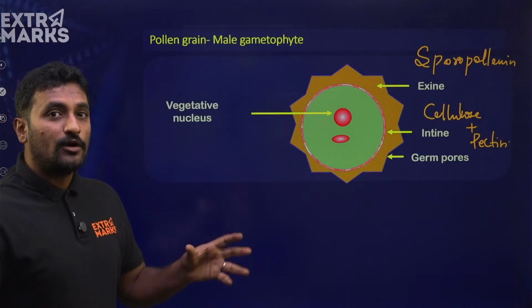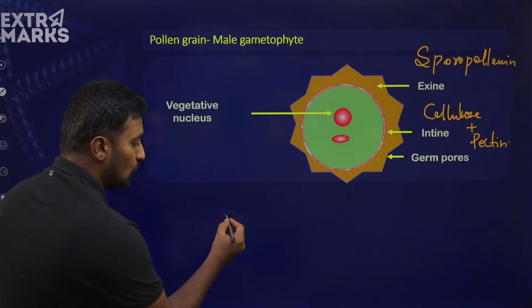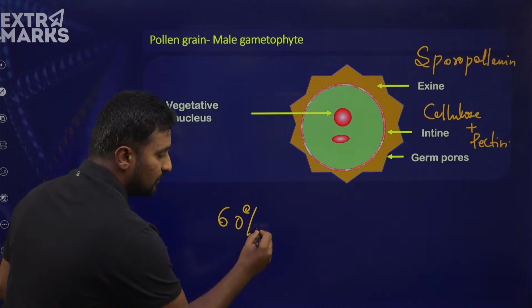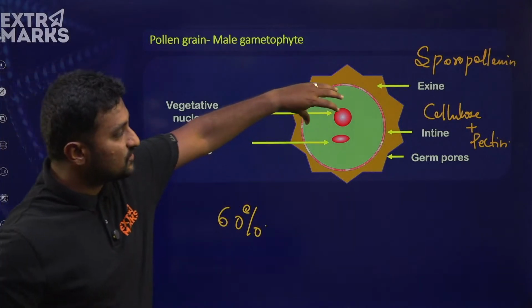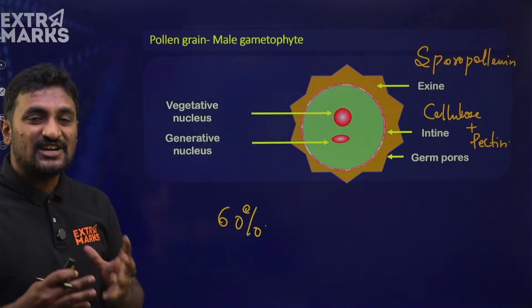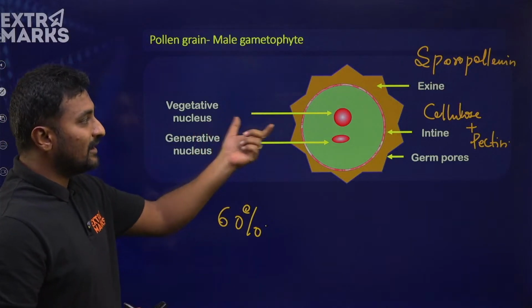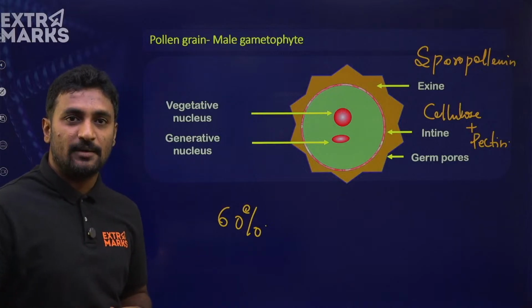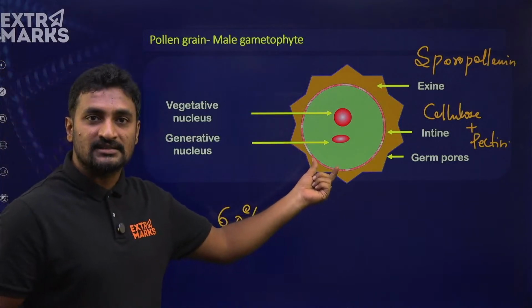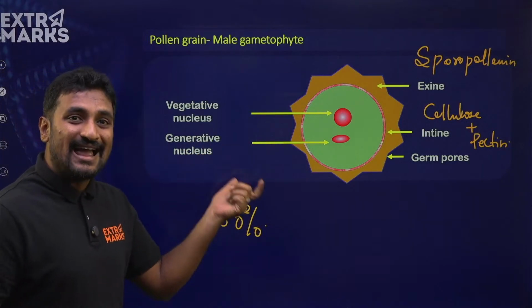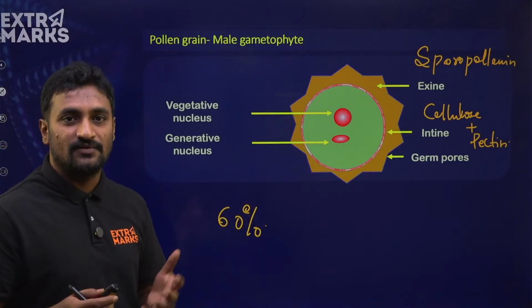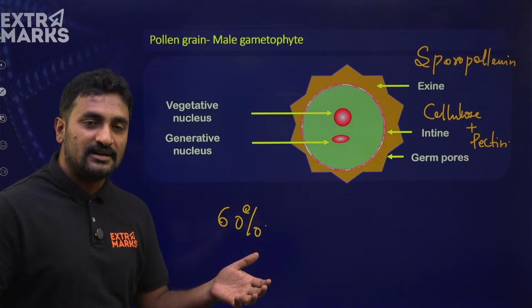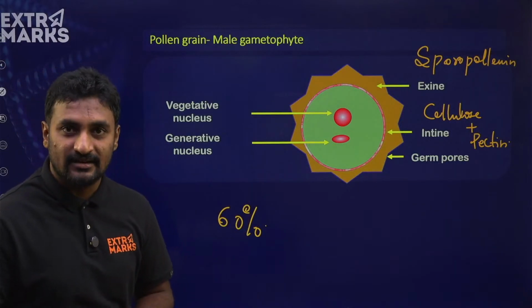And in the majority of flowering plants, more than 60% of the pollen grains are found at the 2-cell stage. One is a large vegetative cell, which has an asymmetrical nucleus, uneven in shape. Then there is a generative nucleus, which we also call the male gamete nucleus. In 60% of flowering plants, the 2-cell stage is very common. In the remaining 40%, it goes up to the 3-cell stage.